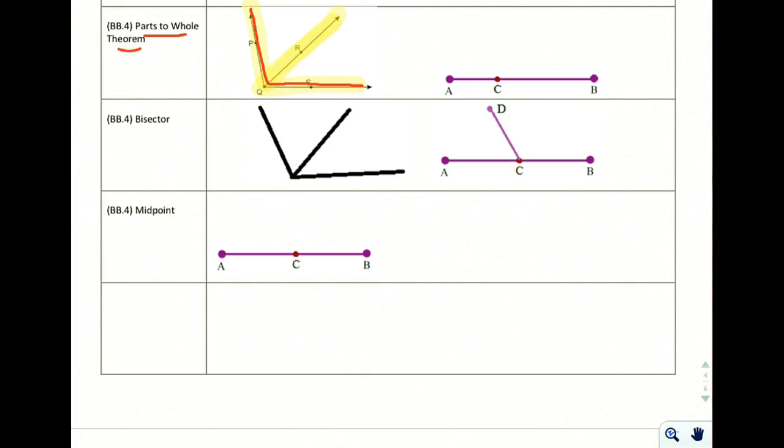And so it seems pretty straightforward. It's basically saying that this part here and this part here add up to the whole thing. The same applies with the line segment. If you have this segment here and this segment here, and you add them together, it's going to form the entire segment, AB. So AC plus CB equals AB.